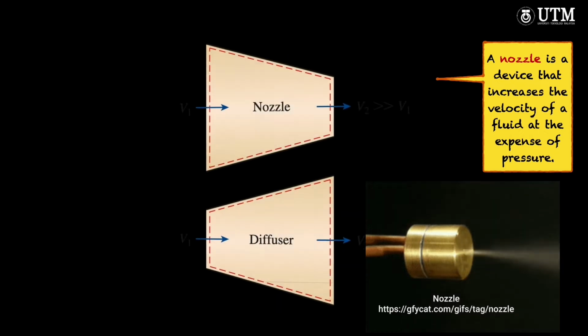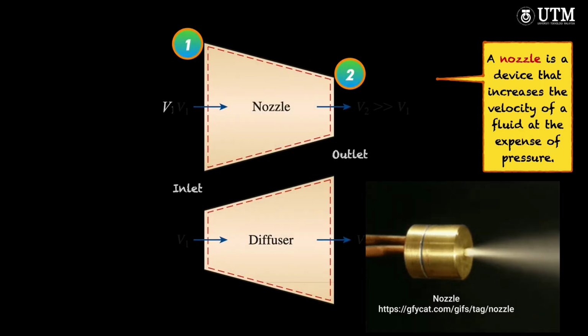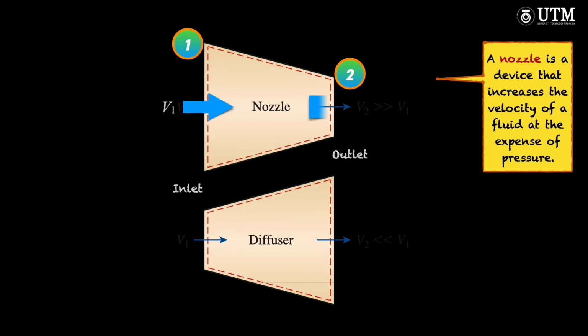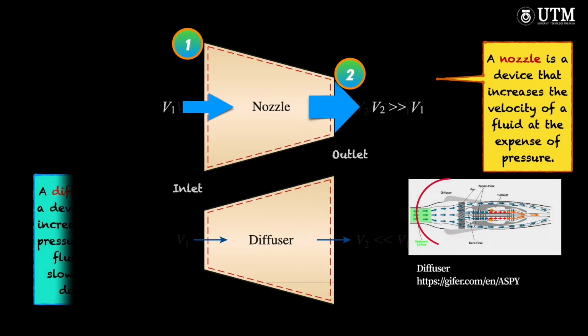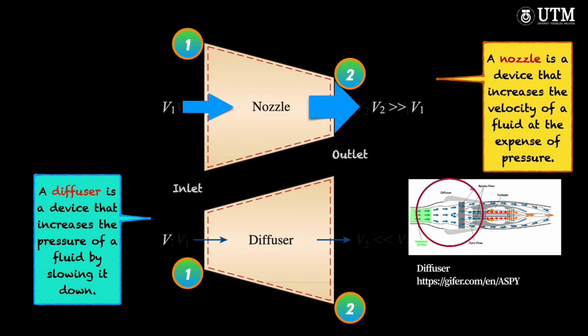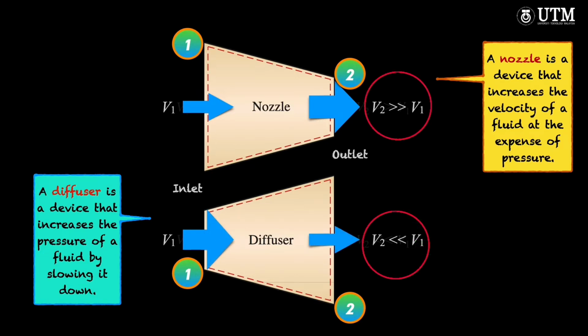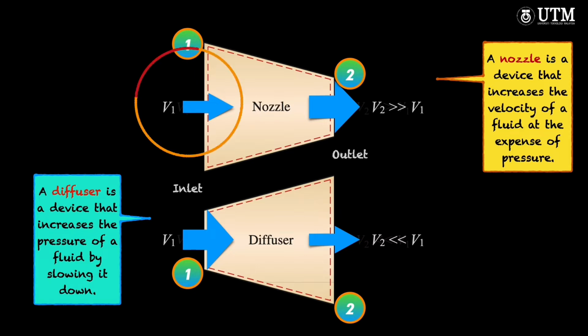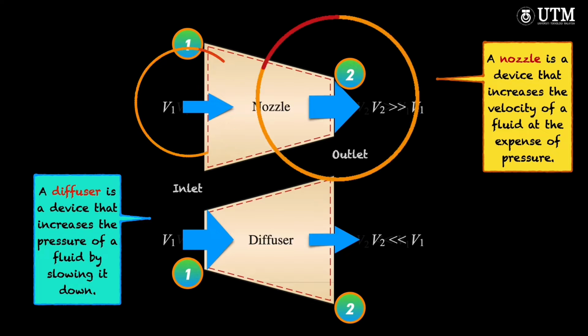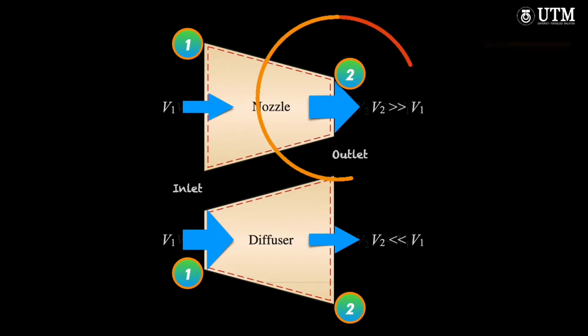A nozzle is a device that increases the velocity of a fluid at the expense of pressure. A diffuser is a device that increases the pressure of a fluid by slowing it down. That is, nozzles and diffusers perform opposite tasks. The cross-sectional area of a nozzle decreases in the flow direction for subsonic flows and increases for supersonic flows. The reverse is true for diffusers.